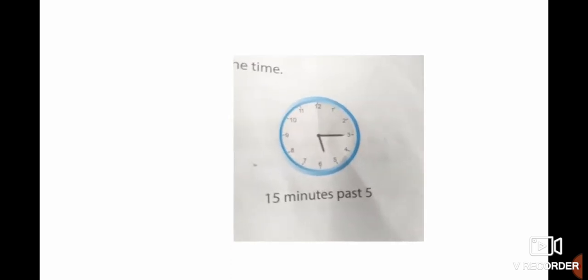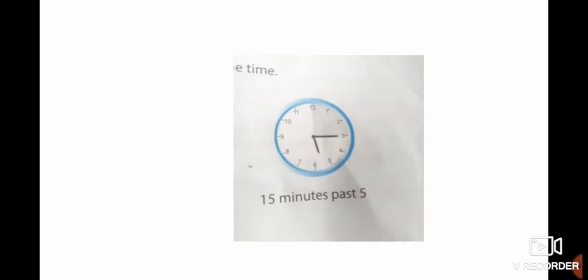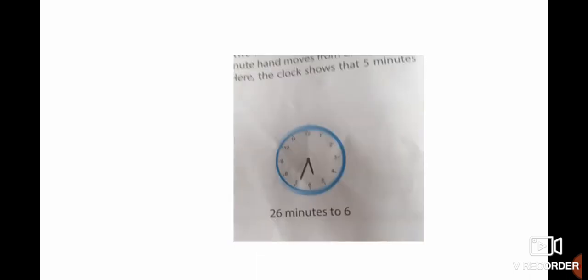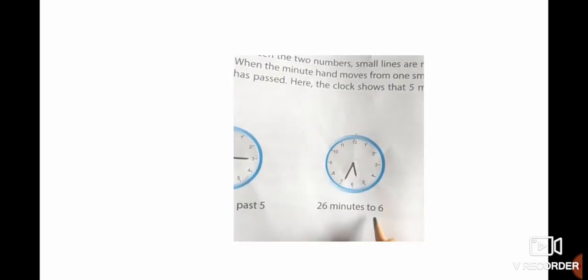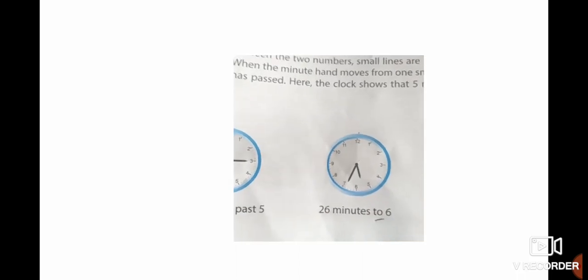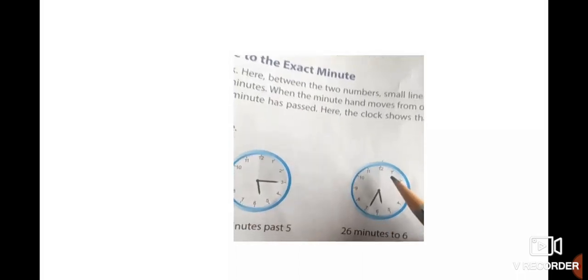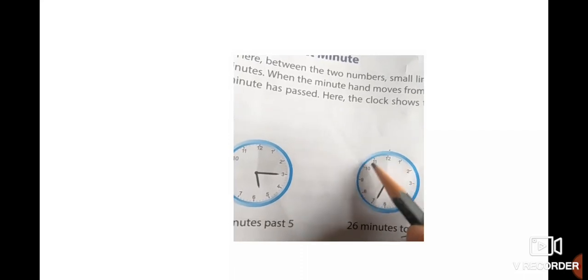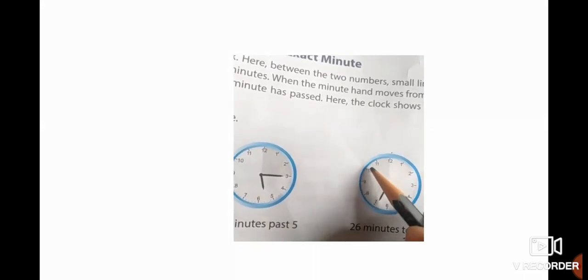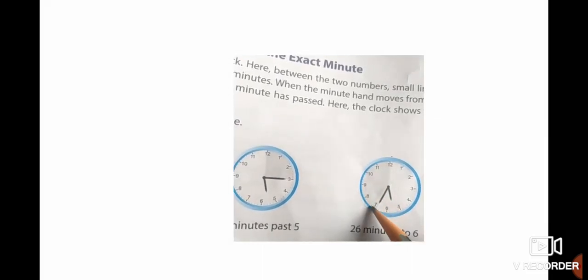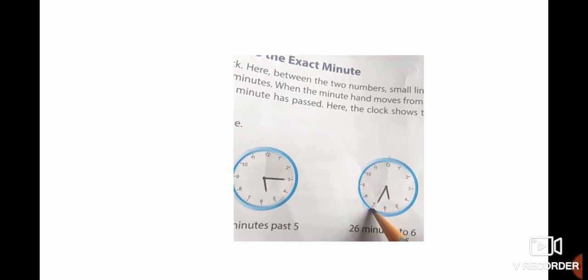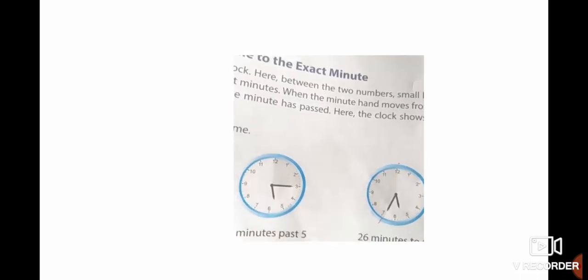Here it is 15 minutes past 5, which means quarter past. When the minute hand comes on 3, it is quarter past. And here, 26 minutes to 6. Students, I told you that "to" means we have to count backward. Can you see the shaded part is also counted backward? So 5 plus 5 is 10, 10 plus 5 is 15, 15 plus 5 is 20, 20 plus 5 is 25, and one more minute, that shows 26 minutes.